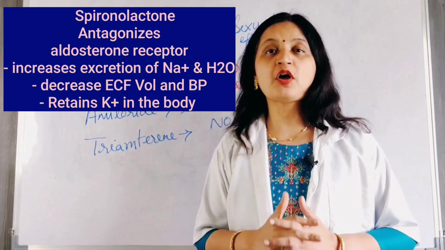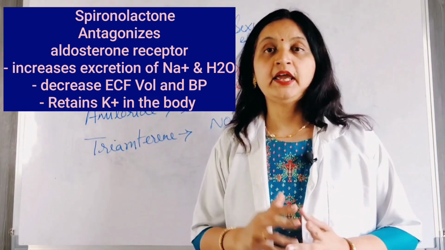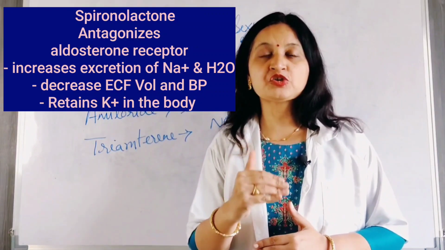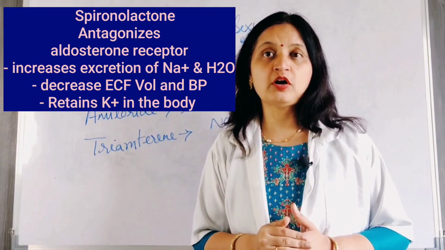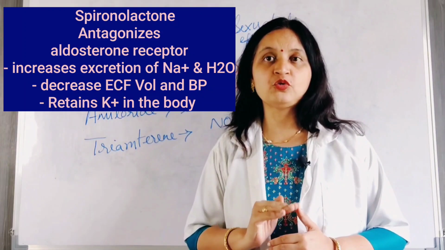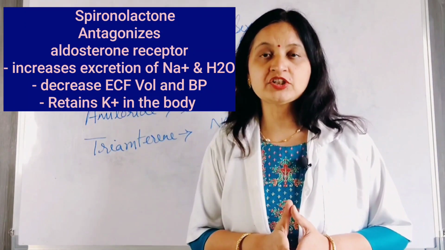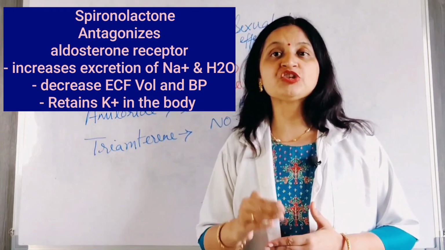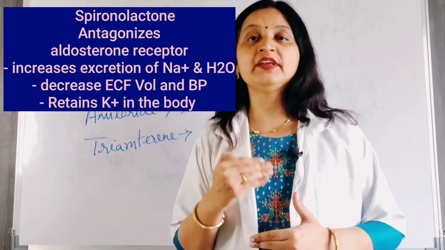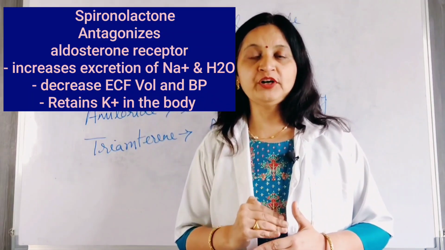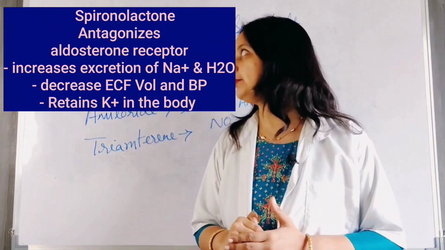Spironolactone is an aldosterone receptor antagonist. It prevents the action of aldosterone, and aldosterone is known to cause increased reabsorption of sodium and water. So by antagonizing aldosterone action, there is increased excretion of sodium and water. This decreases the extracellular fluid volume and helps to lower blood pressure.